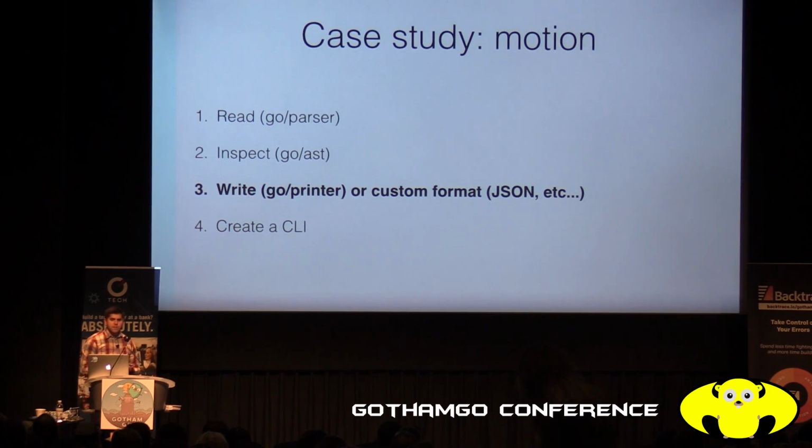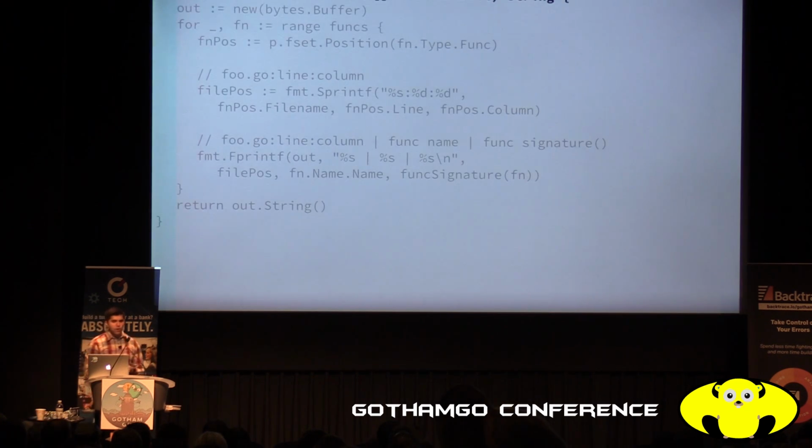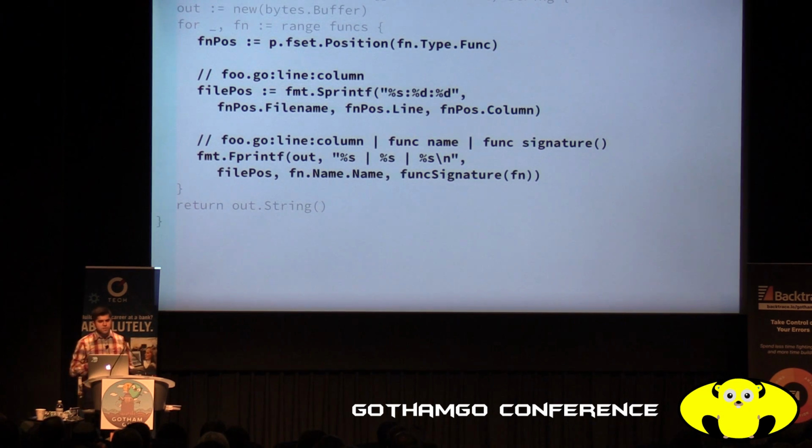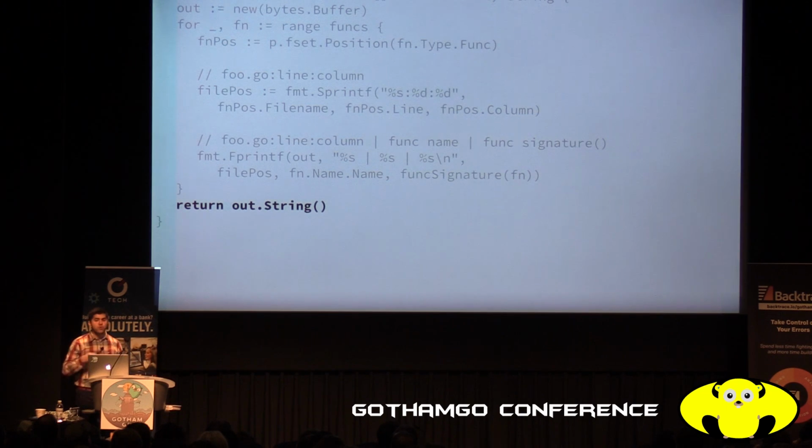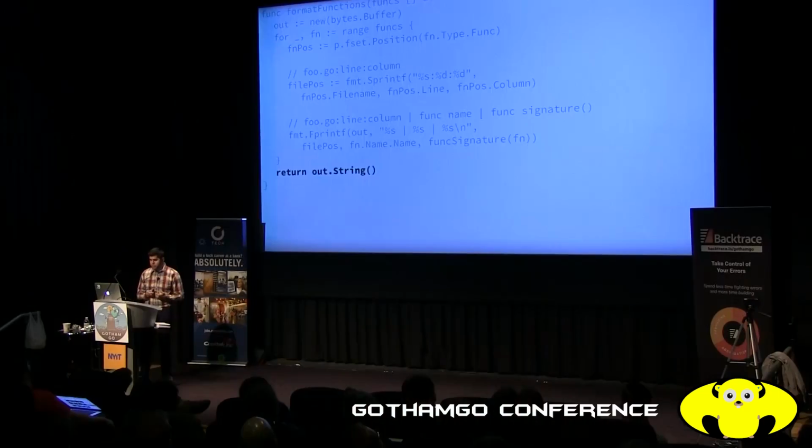So the next step is writing it to the standard output. For that, I just wrote a method called format functions, which accepts the slice of functions and returns a string. I create a buffer, and then I iterate over all functions. And I get the position, the function name, and then the signature, how it looks, because we are going to use it inside an editor. And then for every single function, I'm doing it, and then I'm returning it back as a string.